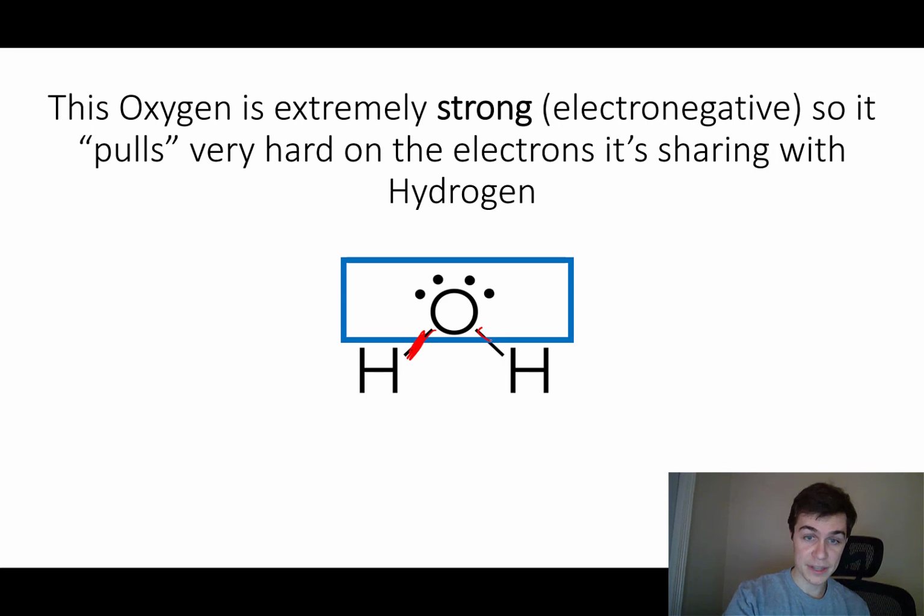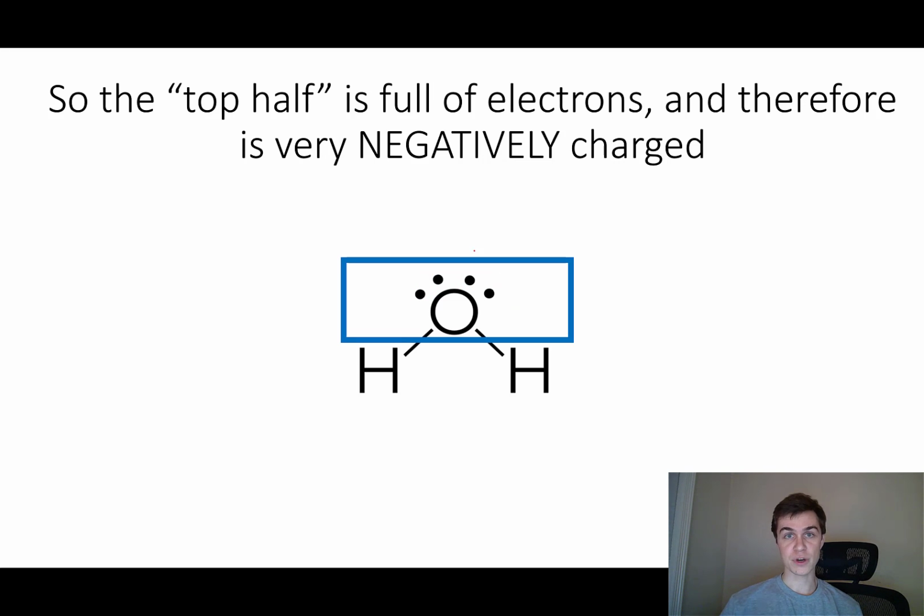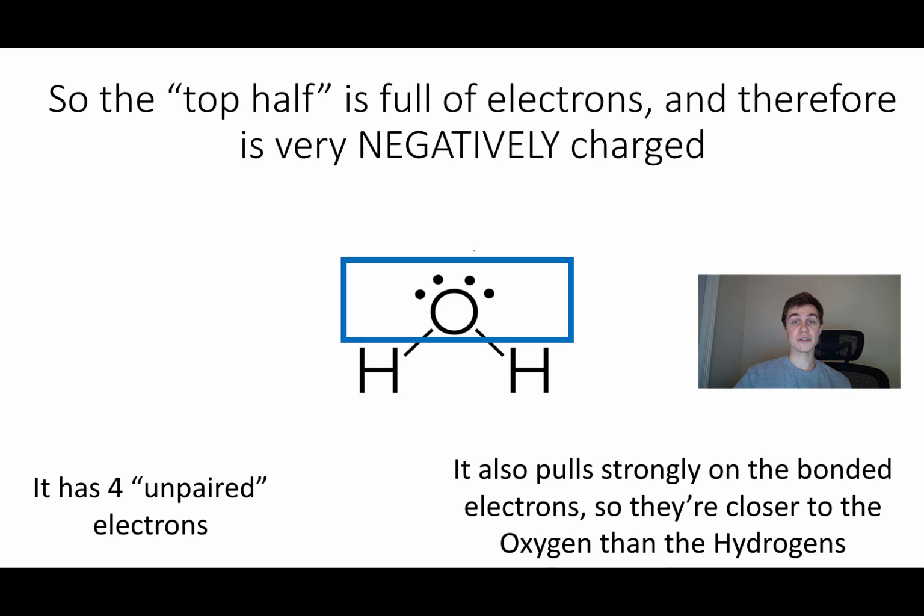In this bond and this bond, those are actually electrons. The electrons are going to be more towards the oxygen, so I guess it's going to be bigger up here, and less towards the hydrogen, so less down there. It's shared, but they're more towards the oxygen. In addition to that, it has these 4 unpaired electrons that it's not sharing with hydrogen at all. So the top half of this water molecule is full of electrons, so this is extremely negative. It has the 4 unpaired electrons that it's not sharing, and it also has the bonded electrons that are closer to the oxygen than the hydrogens because of the electronegativities.